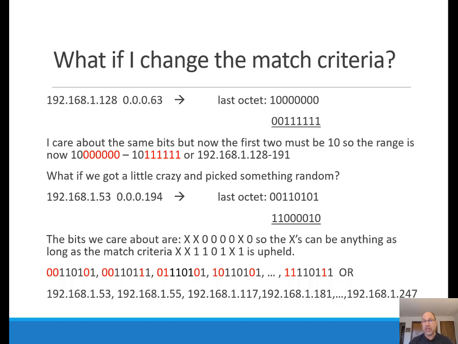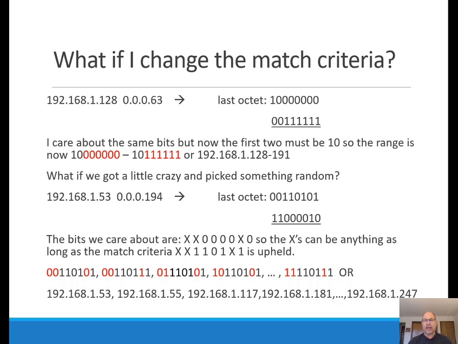Now, how crazy can wildcard masks be? Well, let's say we did something totally random. What if my match criteria is 1.53 and my mask is, oh, I don't know, 0.00194? It's a crazy mask. You probably never do it, but it shows how this whole thing works.